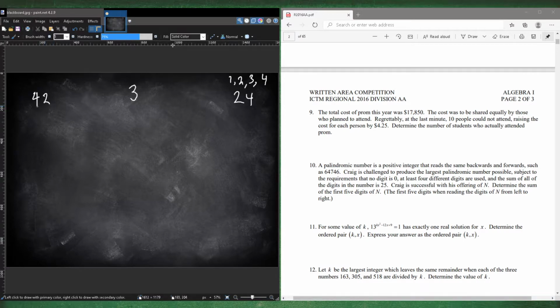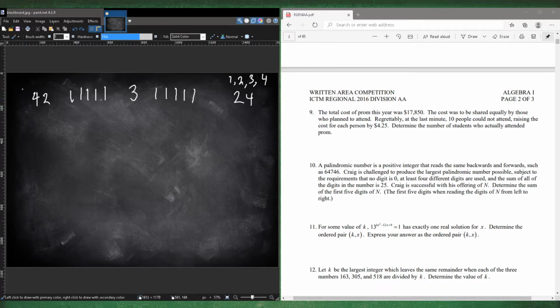So then we have 4 plus 2, which is 6. 6 times 2 is 12, plus a 3 is 15. 25 minus 15 is 10. 10 divided by 2 is 5. So we have 1, 2, 3, 4, 5, and 1, 2, 3, 4, 5. So this is our biggest number, basically.